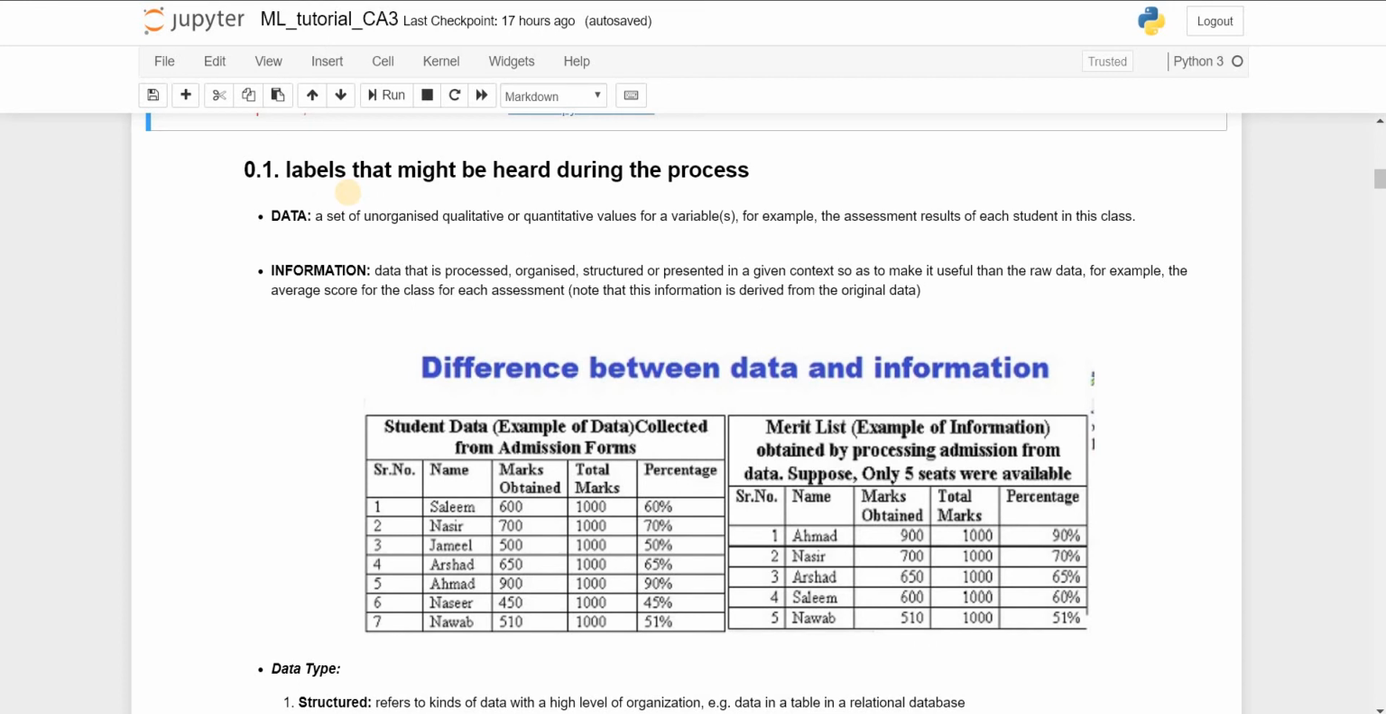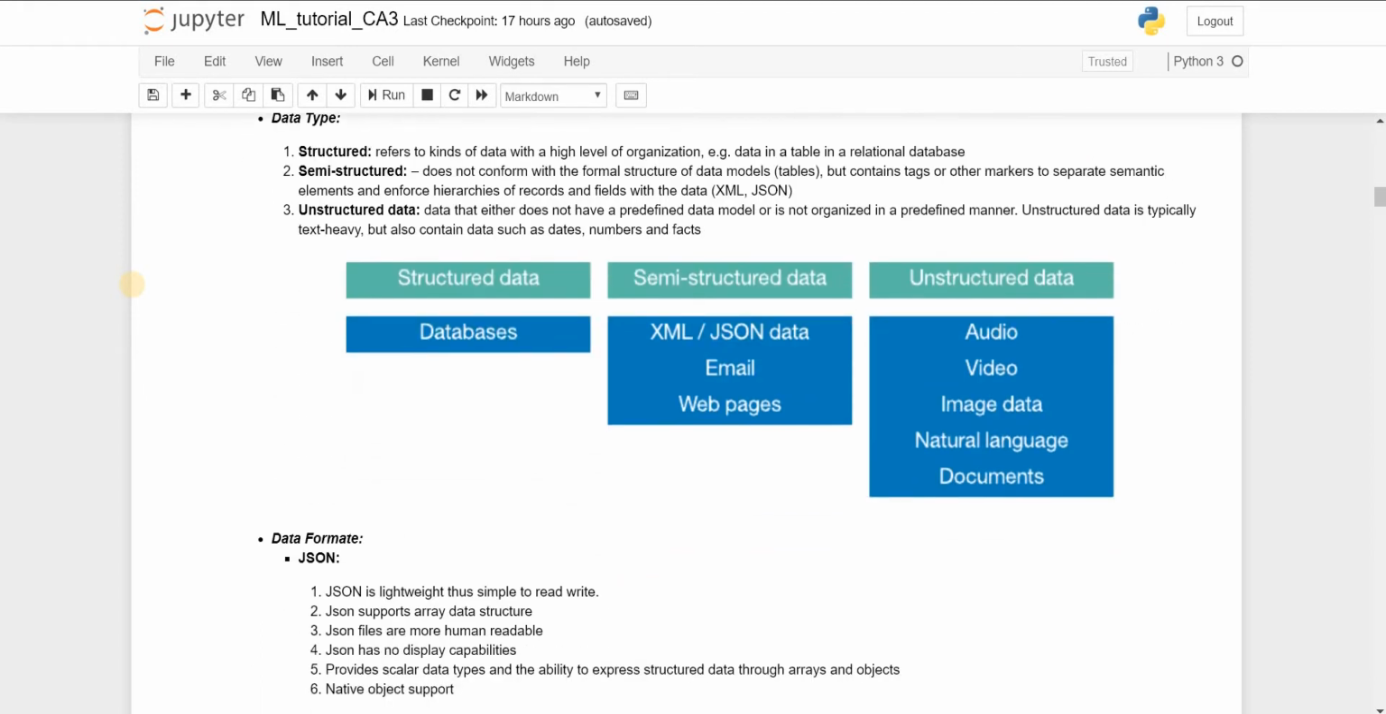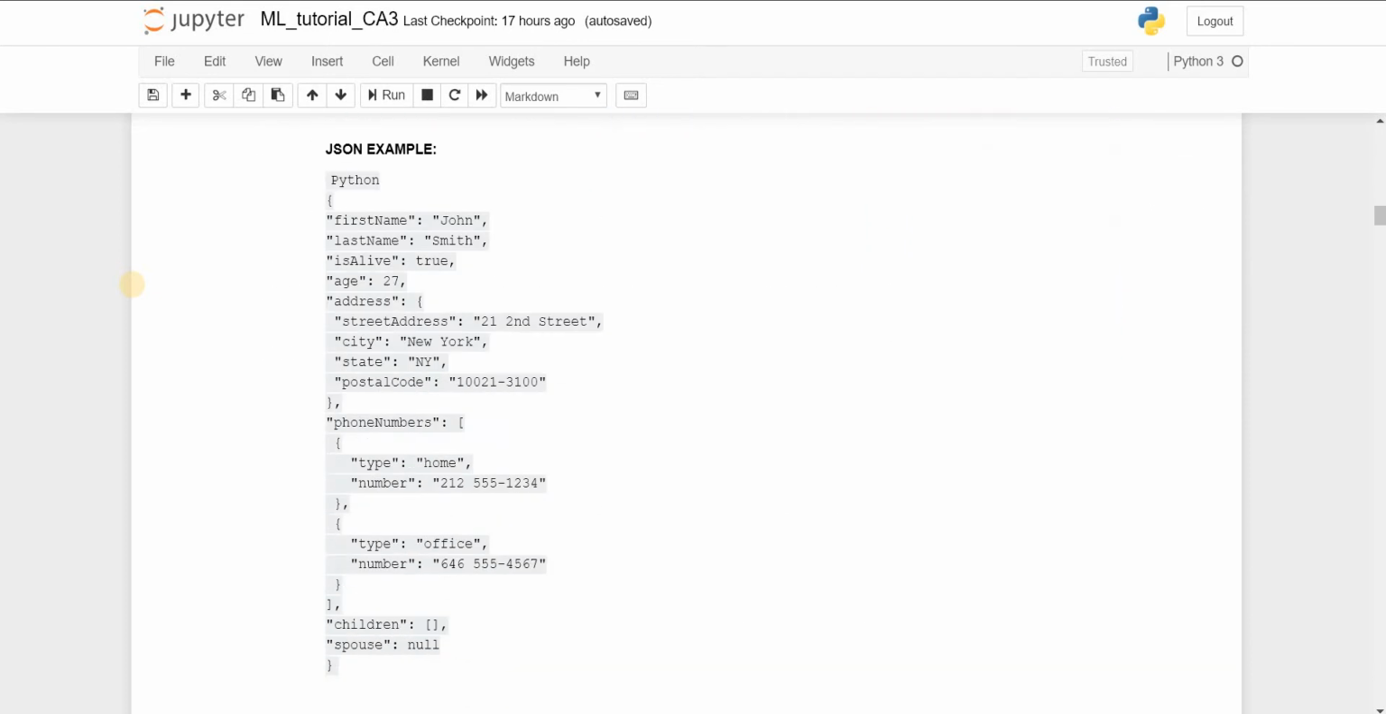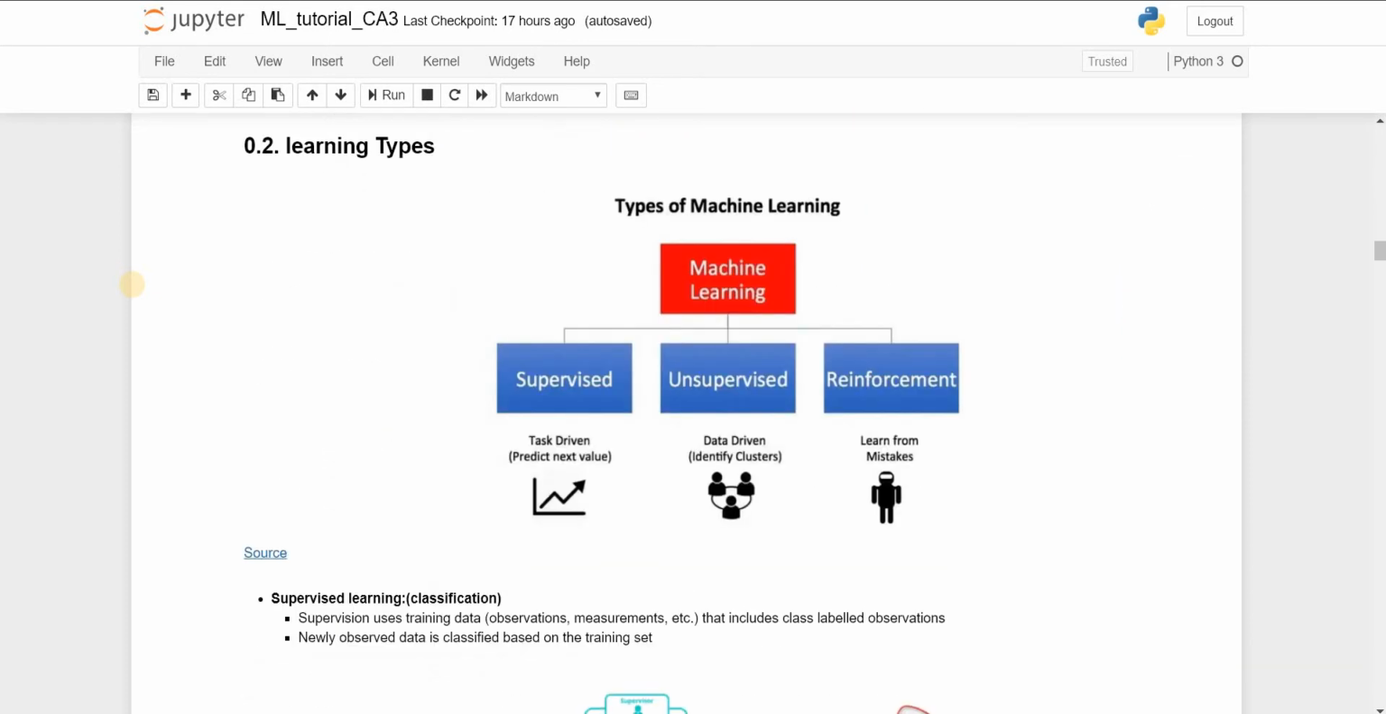To give you a better understanding of machine learning, I was trying to explain the main and important definitions of machine learning, such as data and information, and what is the difference between them. I was trying to define the data types, semi-structured, unstructured, and structured, and what are the data formats that we can use in our daily life. And absolutely, machine learning has different types, such as supervised, unsupervised, and reinforcement.